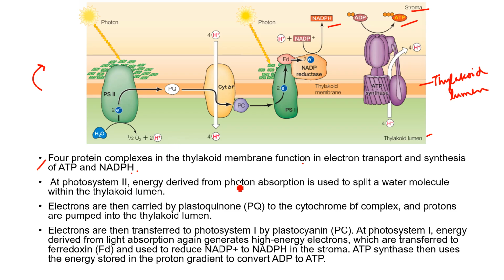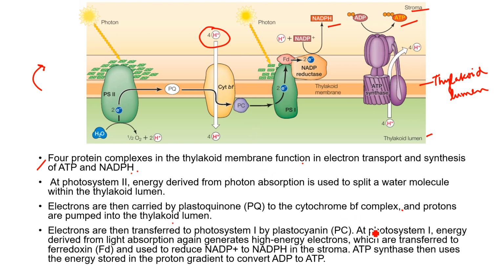So at photosystem 2, the energy derived from photon absorption is used to split the water molecule. The splitting of water molecule takes place in the thylakoid membrane and the thylakoid lumen, and then the electrons are carried by plastoquinone from photosystem 2 to the cytochrome b6f complex, and the protons are pumped into the thylakoid lumen. So you see the protons are getting pumped from the stroma to the thylakoid lumen. Electrons are then transferred to photosystem 1. First they are transferred from photosystem 2 to cytochrome b6f by plastoquinone, and then further transferred from cytochrome b6f to PS1 via plastocyanin.